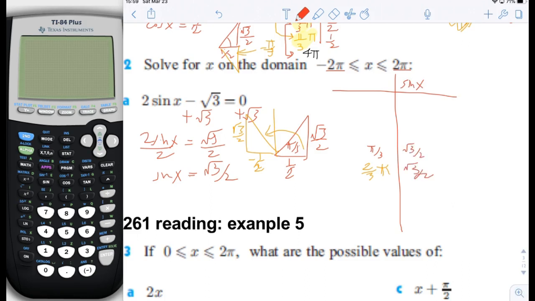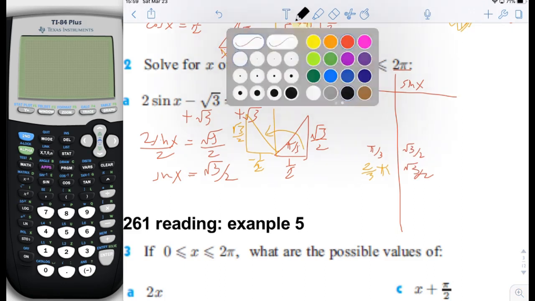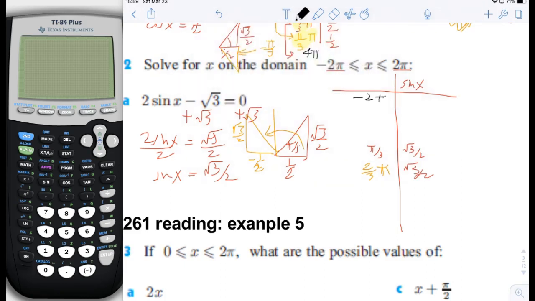Okay? And our minimum domain value is negative 2 pi, and our maximum domain value is positive 2 pi. Okay? So are there any values that are bigger than pi over 3? If we add 2 pi to this, are we going to get a number that's below 2 pi? No, we're not. So we cannot add 2 pi to pi over 3. We cannot add 2 pi to 2/3 pi. We're going to get numbers that are bigger than 2 pi. So we know that those are the biggest possible.